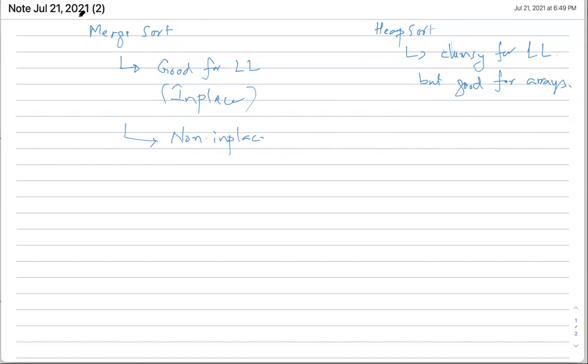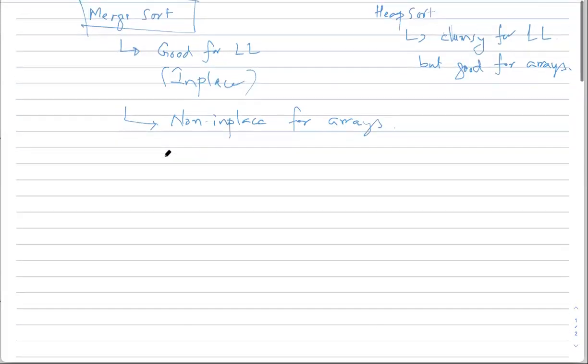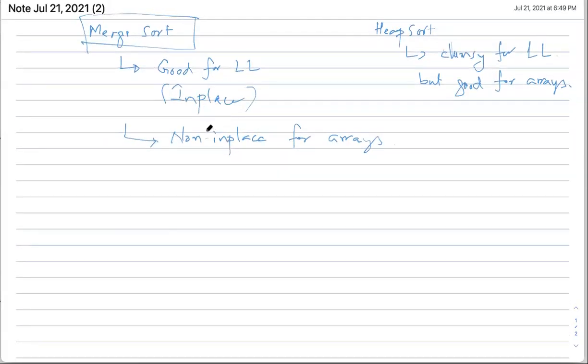Okay, so we're going to look into merge sort because as a technique in general, it is great for linked lists. So if someone gives you a problem of performing an in-place sorting operation for a linked list, a good algorithm of choice would be merge sort. Now, merge sort is a divide and conquer strategy.